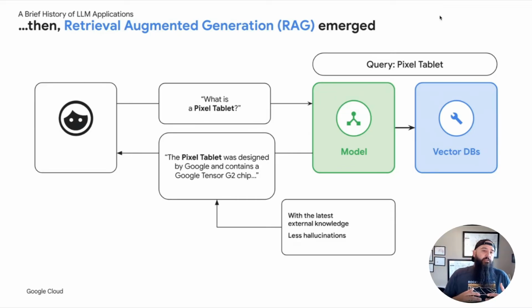This really helped us minimize hallucinations. We were linking into external knowledge, which was great. We could retrieve data, but our models still lacked the ability to interact with the outside world in a more direct way.